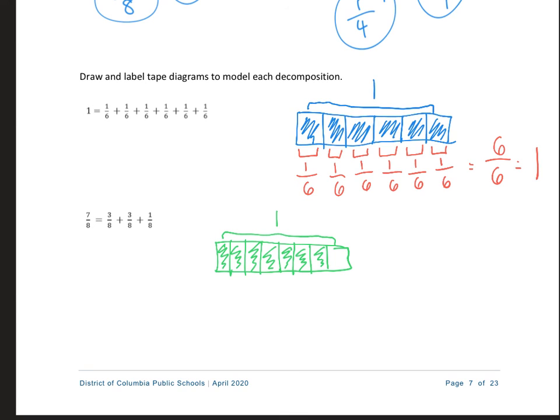Now I'm going to decompose these to represent their decomposition. I'm going to bracket 3 together first to show 3/8. Then I'm going to bracket 3 more together to show 3/8. And then I'm going to bracket this last one to show 1/8. So 3/8 plus 3/8 plus 1/8 is 7/8.